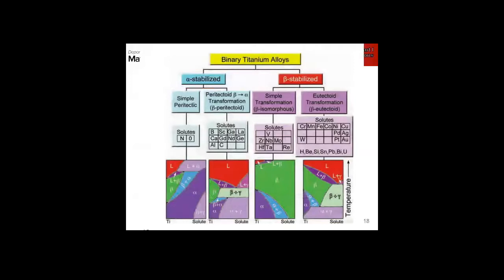Okay, so we can break that out basically in the same way on their effect on the phase diagram. These are the isomorphs, right? The most important one, vanadium, right? And then the eutectoid transformations. We're not going to worry about the alpha stabilizers and trying to categorize them into peritectic versus peritectoid, right? We get too much in there. Just the interstitials tend to give you something that's closer to a true peritectic than the solutes.